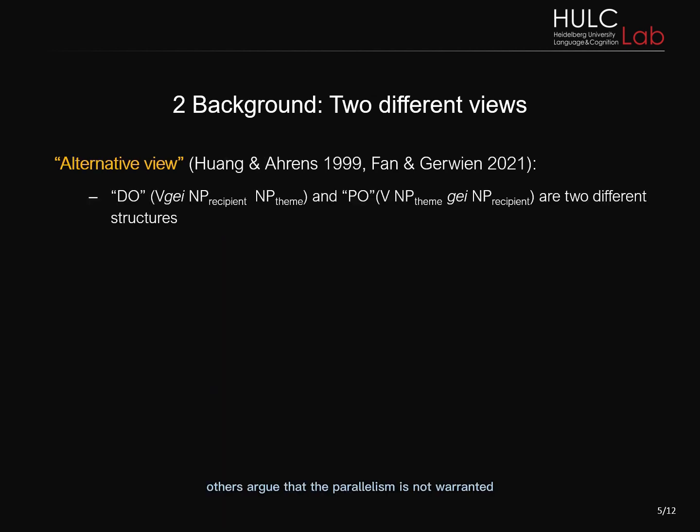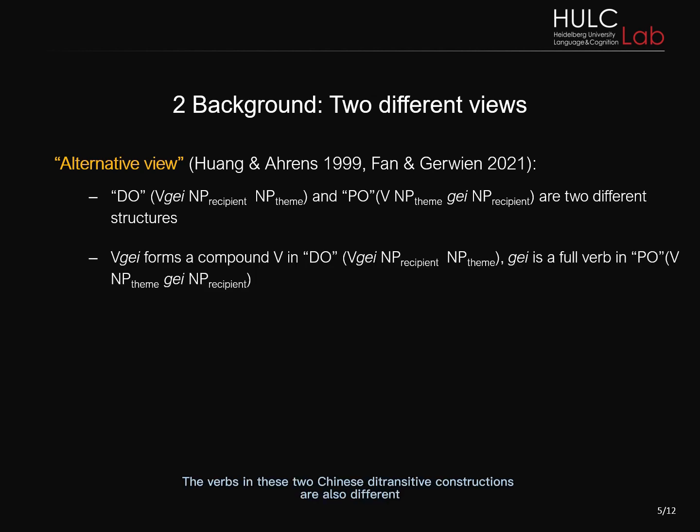However, others argue that the parallelism is not warranted. We call this view the alternative view. Authors who hold this view think that the 2 Chinese ditransitive constructions are totally different. The alternation between these 2 Chinese ditransitive constructions is different from the alternation between DO-PO constructions. The verbs in these 2 Chinese ditransitive constructions are also different. In DO constructions, verb and gei form a compound verb, and in PO, gei is a full verb.